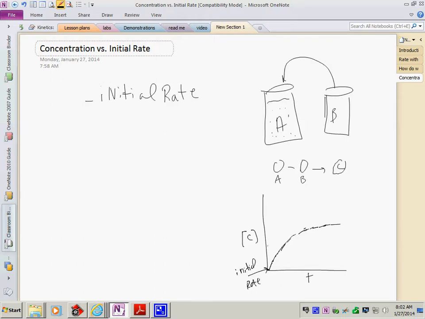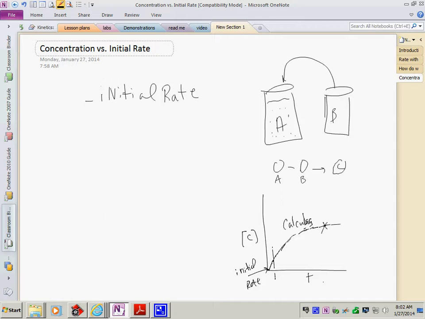Now, in order to figure out the actual rate at times beyond the initial moments of the reaction, we would need to use calculus, to figure out what the rate is at, say, this point right here. That's going to be in the next video.